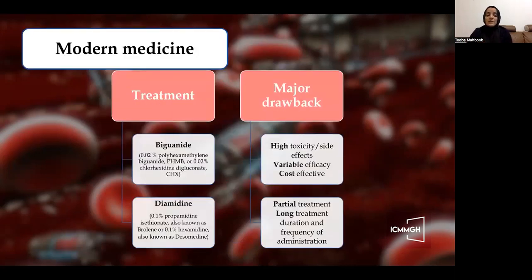Currently available drugs for Acanthamoeba infection include biguanides and diamidines. But unfortunately, these drugs are associated with major drawbacks such as high toxicity. They have lots of side effects, the efficacy is not the same, and sometimes they also have a high cost. Moreover, the patients have to go through long treatment durations and frequent administration of these drugs.